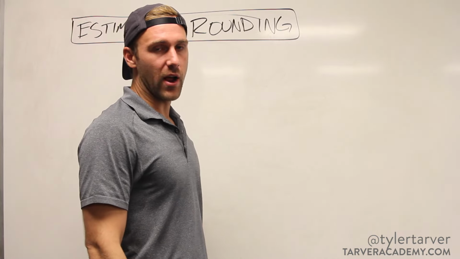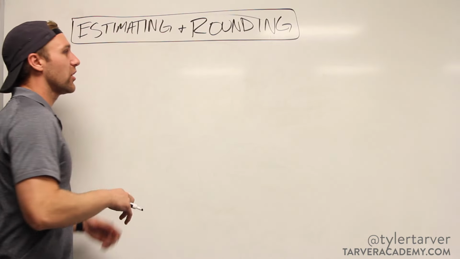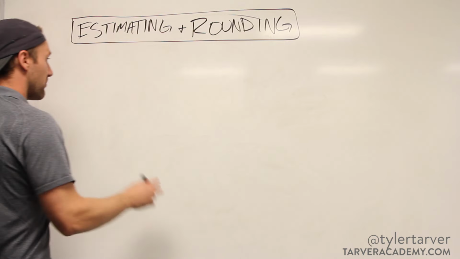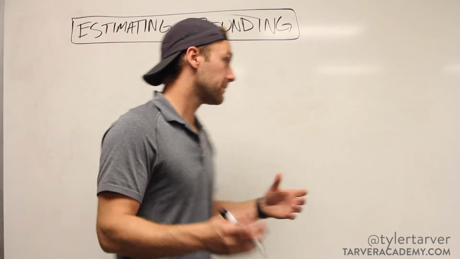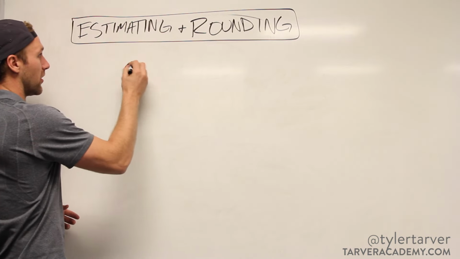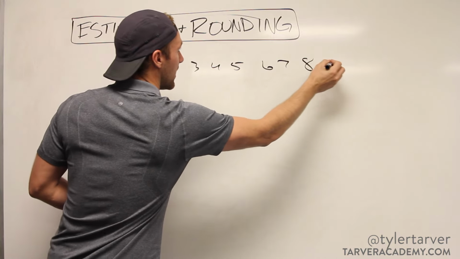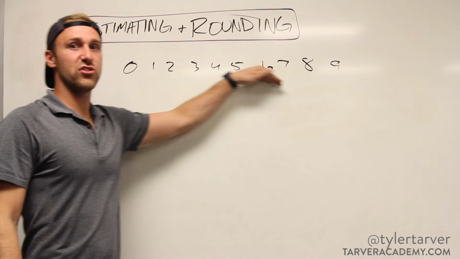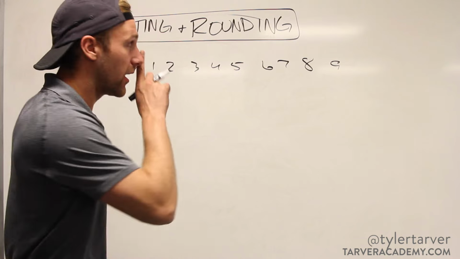Let's learn about estimating and rounding, shall we? I think we shall. So we're looking at estimating and rounding numbers, okay? First thing you need to know, anytime you want to estimate or round, let's say you've got a number from 0, 1, 2, 3, 4, 5, 6, 7, 8, 9. That's it. Those are your single digits. Okay, that's where you can go.